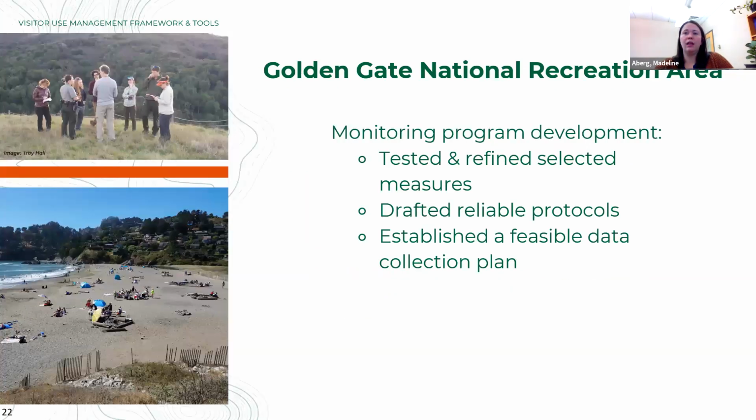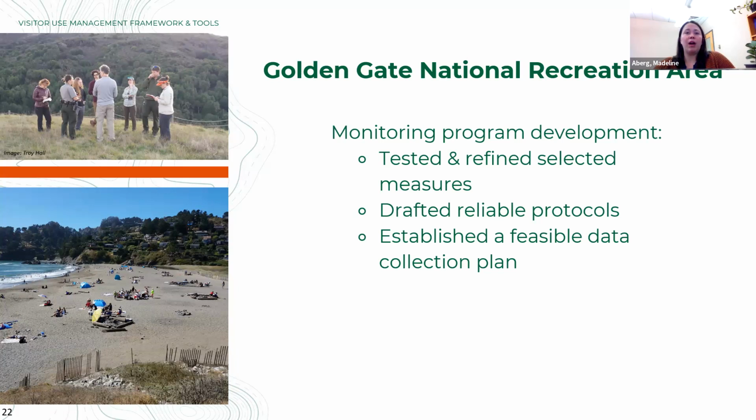This led to the selection of a handful of observational monitors, and a few survey-based measures. Some examples of the indicators used were dogs off leash, dog waste, people at one time, and visitor experience of conflict, which would be one of those survey-based indicators.